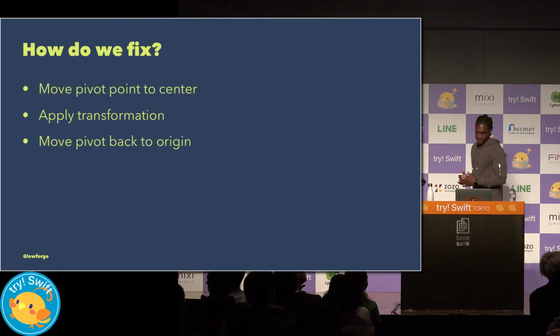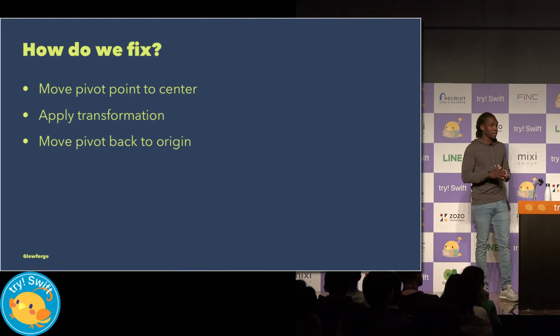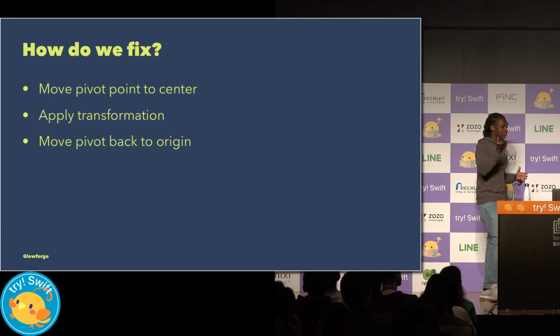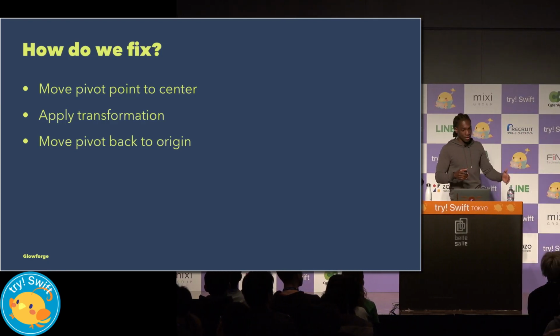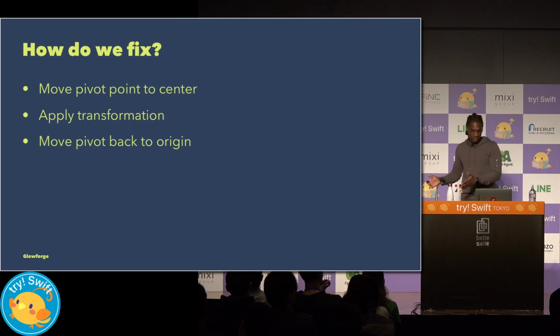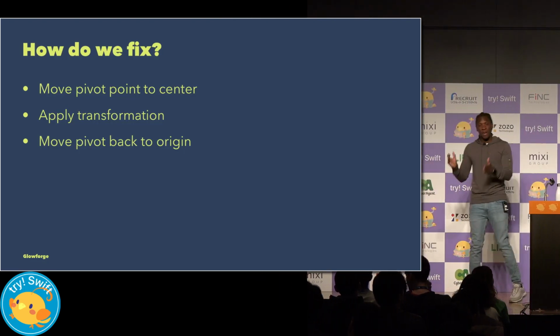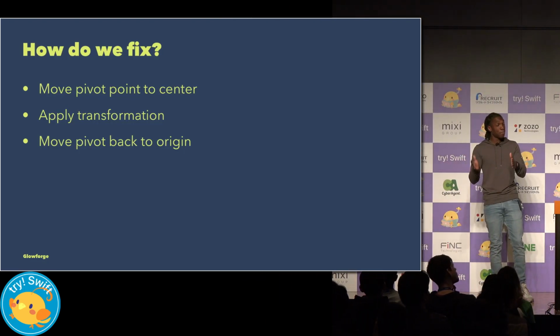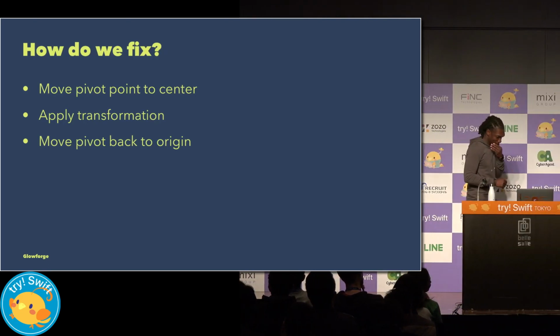So how do we fix this? So remember I said that the rotation point on iOS is inside the center. And for an SVG file, it's at the origin or the top left. So first, we must move the point of rotation to the center. Then we can apply the transformation that we were given, but then we must move the pivot point or the transformation point back to the origin.